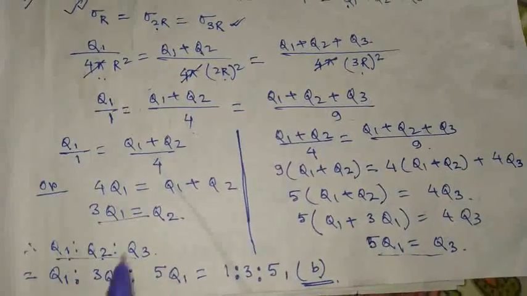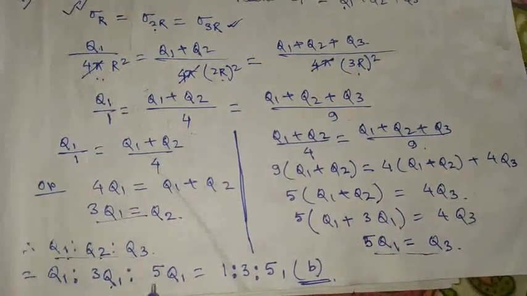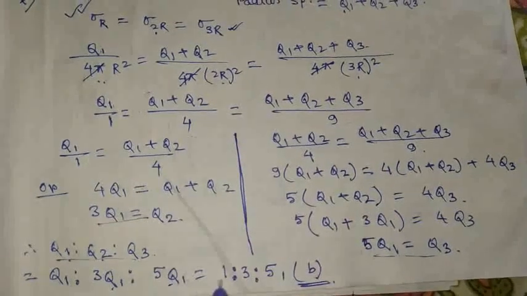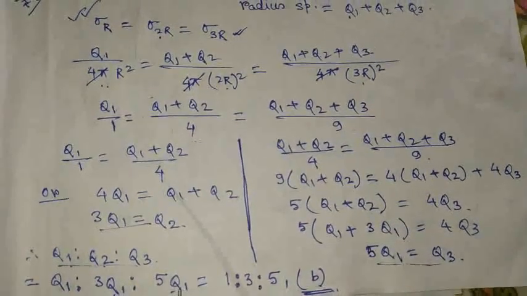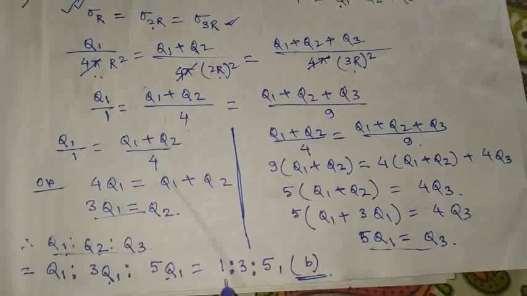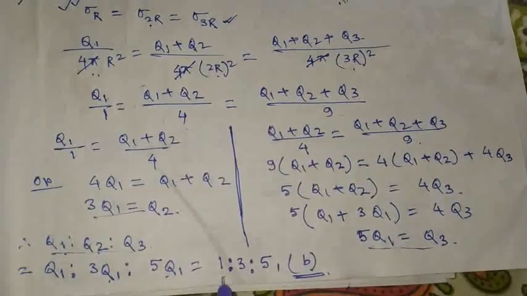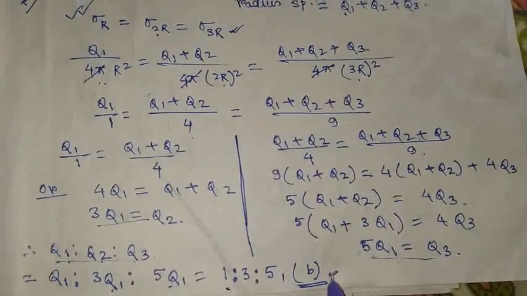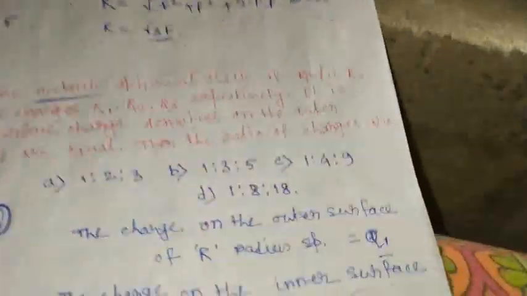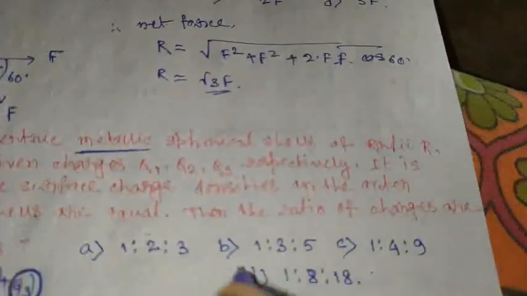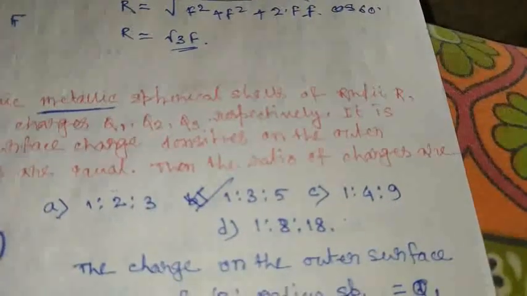Then we put the value of q2 and the value of q3, q1 is cancelled, and we get 1 is to 3 is to 5. That is option B. The correct answer is option B, 1 is to 3 is to 5.